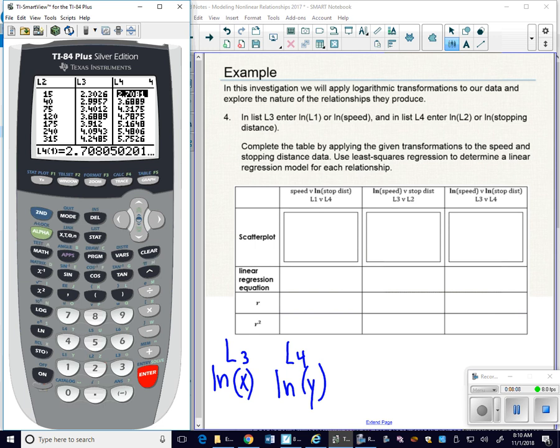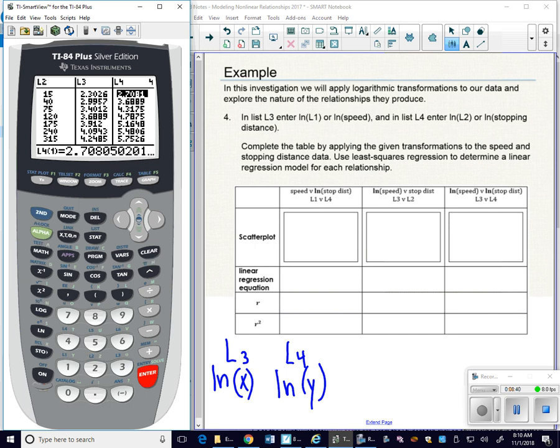Why would we take the natural log of the stopping distance? It seems quite silly. But the goal is to use these mathematical transformations on the data to see if we can construct a new scatter plot that might make the data look more linear. Because if I transform the data and then construct a scatter plot that looks linear, I can then do least squares regression on the transformed data. And I might get a better fit than I did when I did linear regression on the original data.